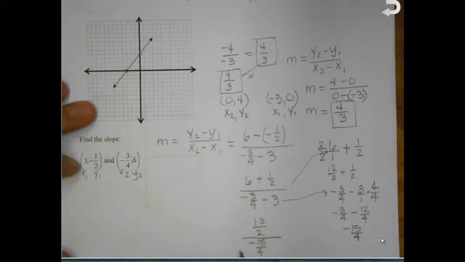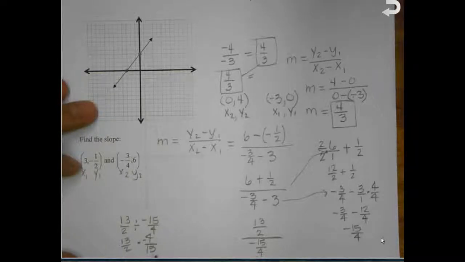Now we can't show our slope like this, that's just a little too messy, but we can remember that this line means divide, and so we can look at it. I'm going to slide over here a little bit. 13/2 divided by -15/4. And when we divide, we can remember to keep the first fraction, 13/2, change to multiply, and flip our second fraction. So, and I can leave the negative on top, it won't matter.